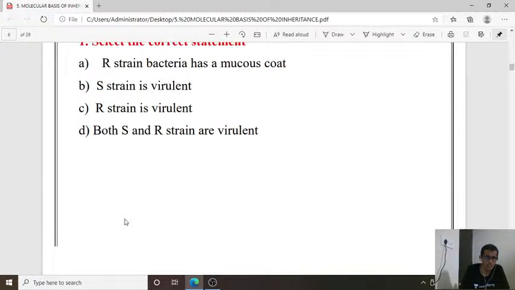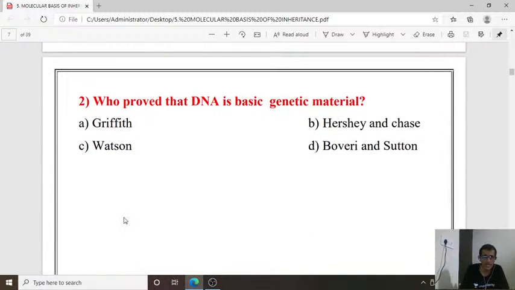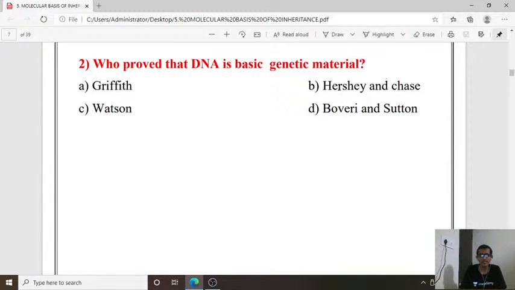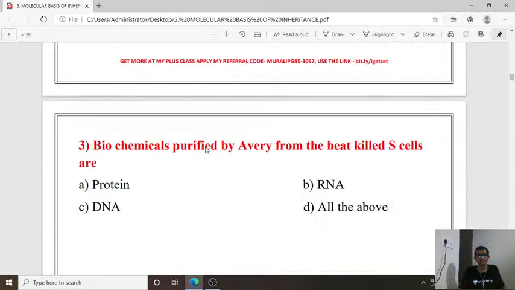So the second question is, who proved that DNA is the basic genetic material? Who gave the proof that DNA is the basic genetic material? The answer is B, that is the Hershey and Chase experiment. Hershey and Chase did the experiment and came to know that DNA is the basic genetic material.